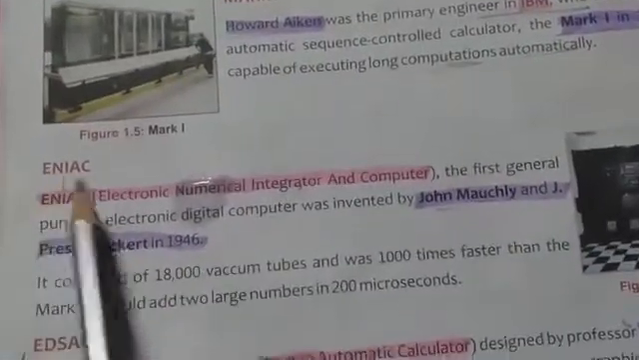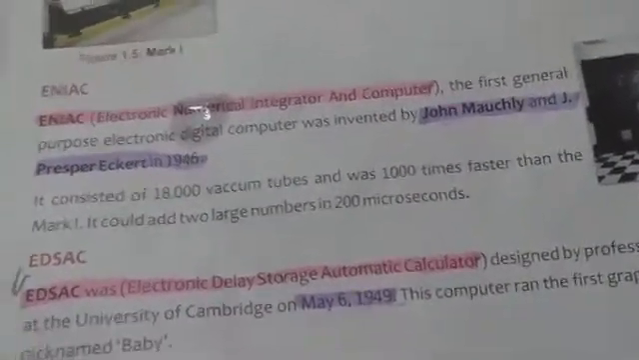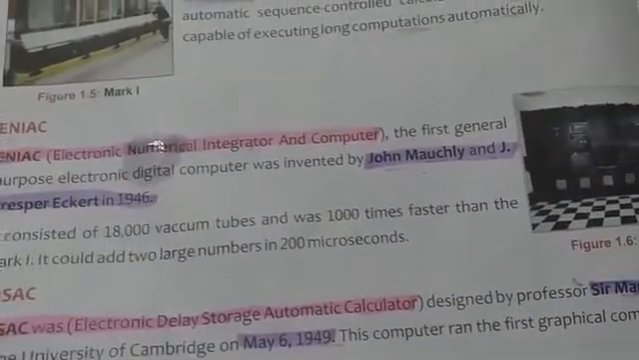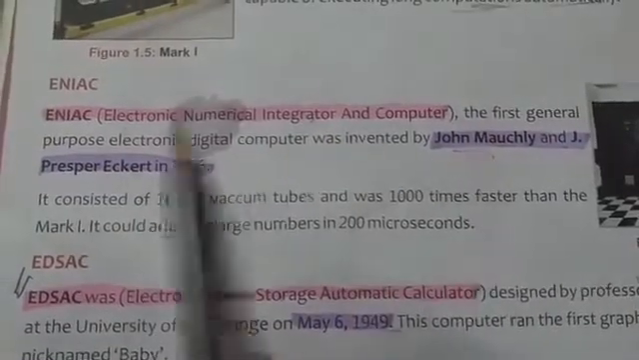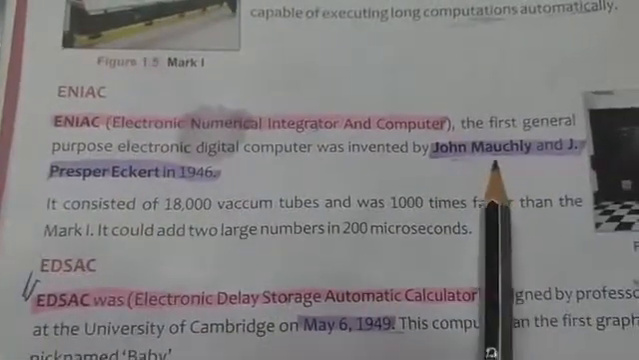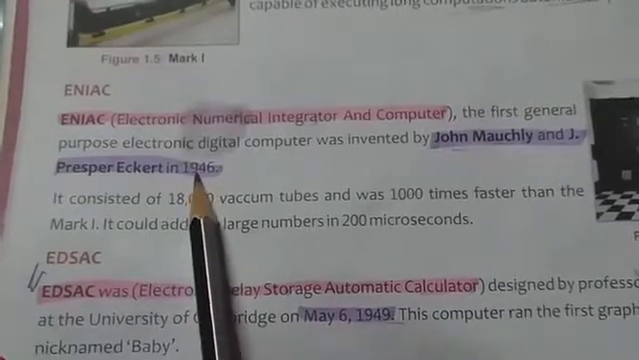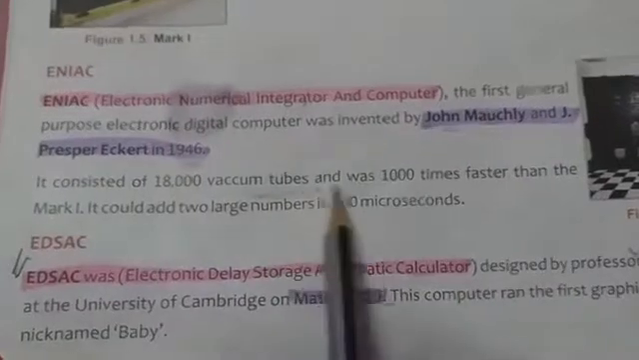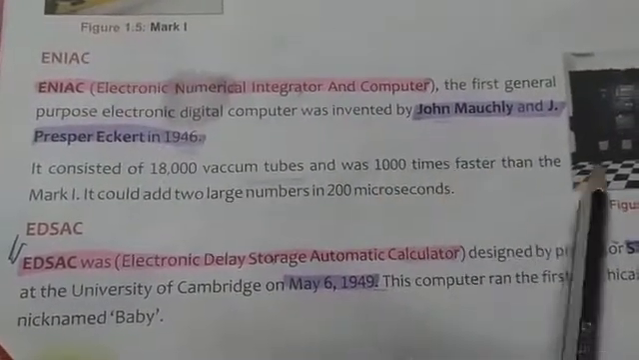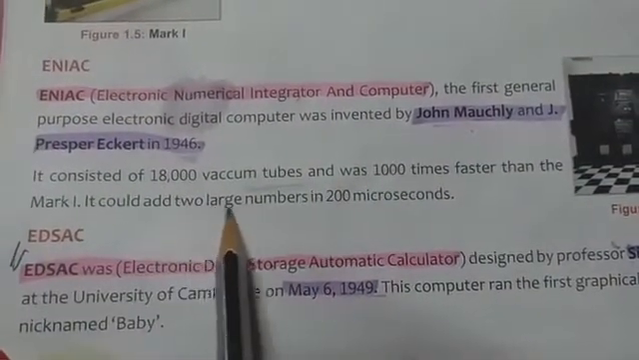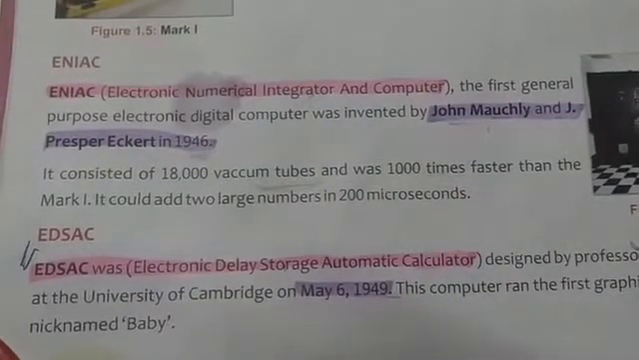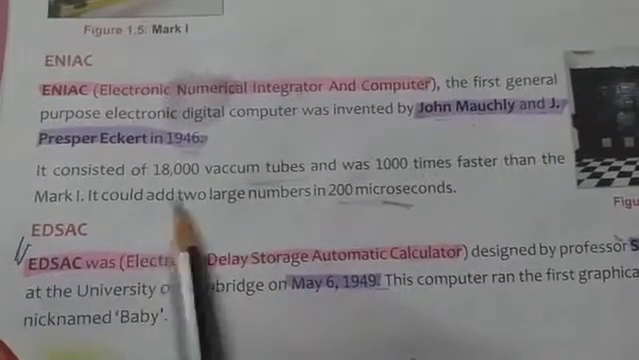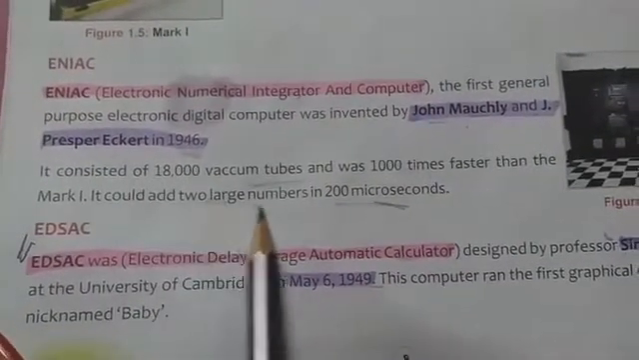So the next is ENIAC. What is the full form of ENIAC? Electronic Numerical Integrator and Computer. So who invented the ENIAC? John Mauchly and J. Presper Eckert in 1946, and it consisted of 18,000 vacuum tubes and was 1,000 times faster than the Mark I. So it could add 2 large numbers in 200 microseconds. What was its speed? In 200 microseconds it was capable of adding 2 numbers.